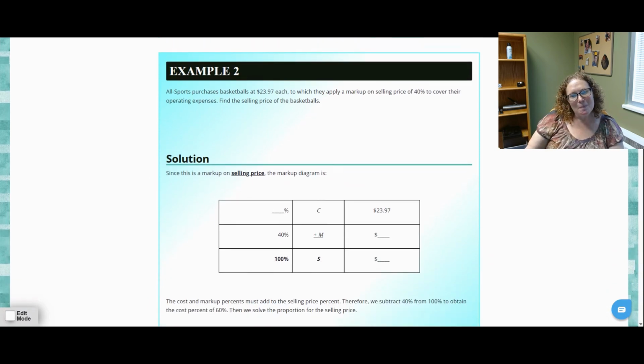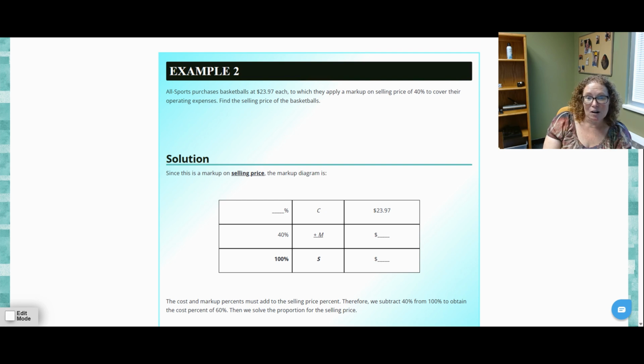Now we're going to talk about basketballs. And this company, All Sports, purchases basketballs at $23.97 each. They apply a markup on the selling price of 40% to cover their operating expenses. So we want to find the selling price of the basketballs.